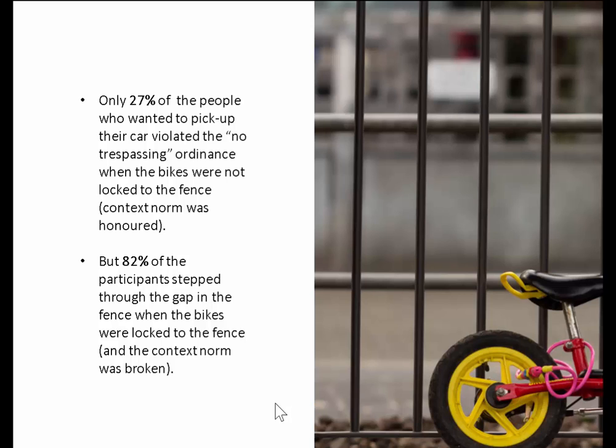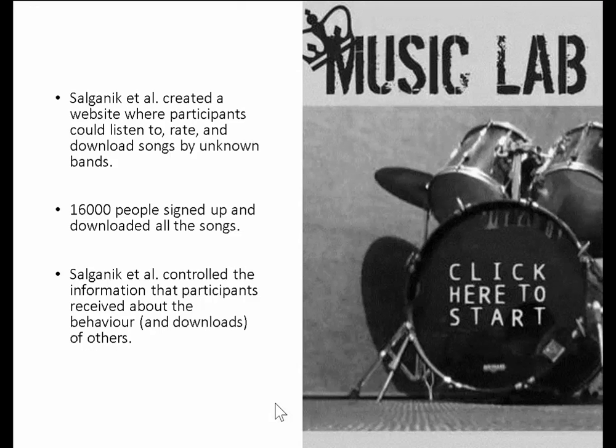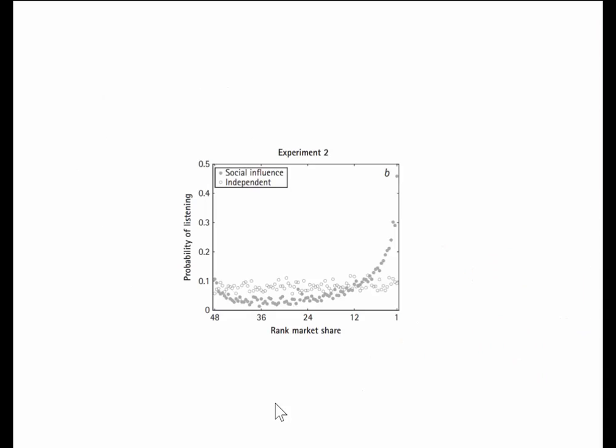So you see, again, it's a really neat design to show how, even in this case, one norm being broken, the context norm, can make people more likely to break another norm, the spread of disorder. And it's a huge difference. So this is a very, very powerful experiment.